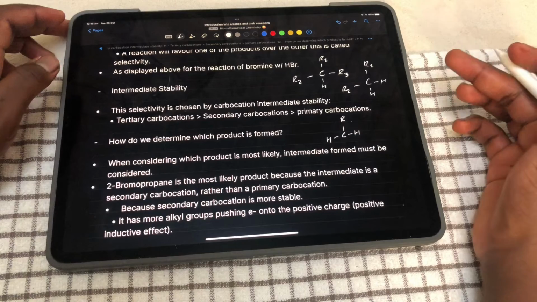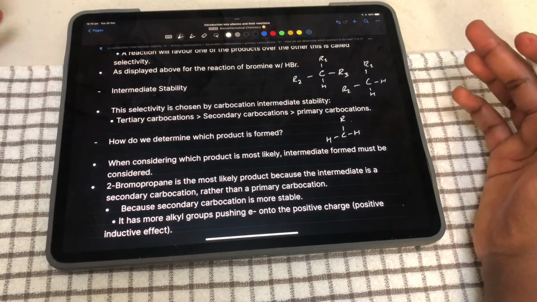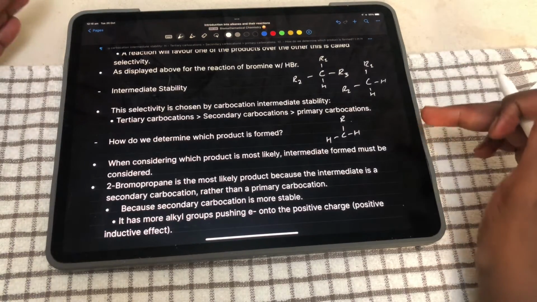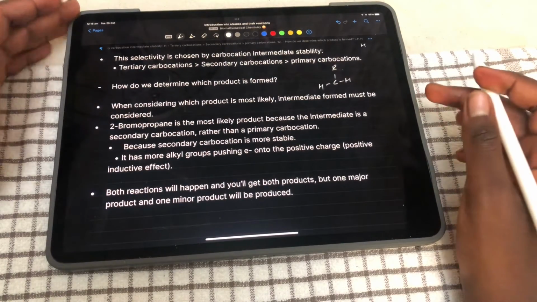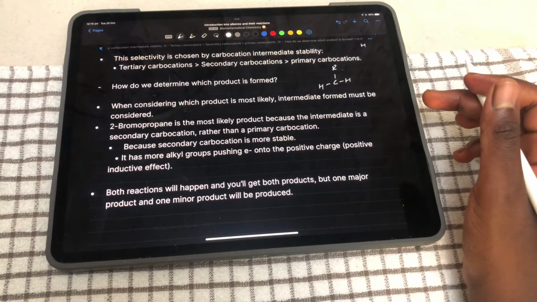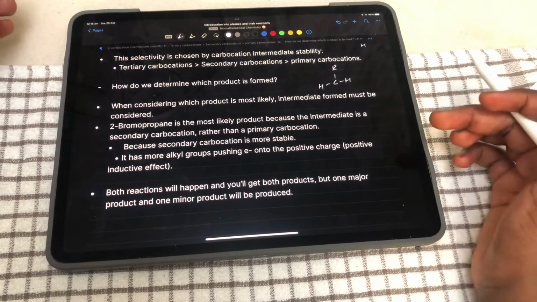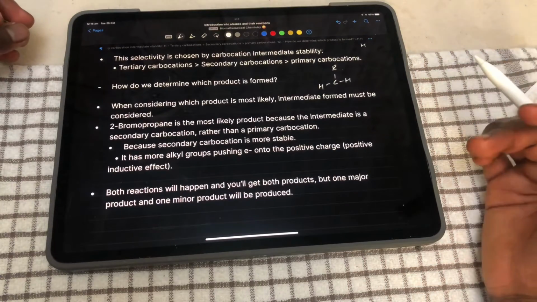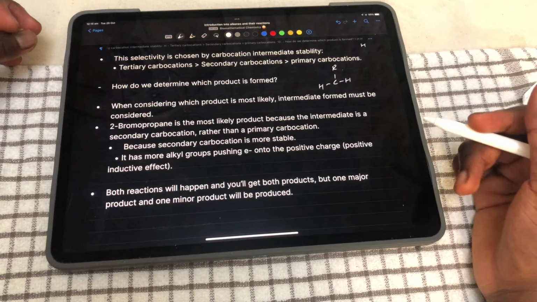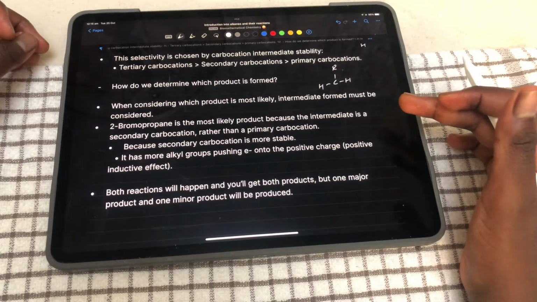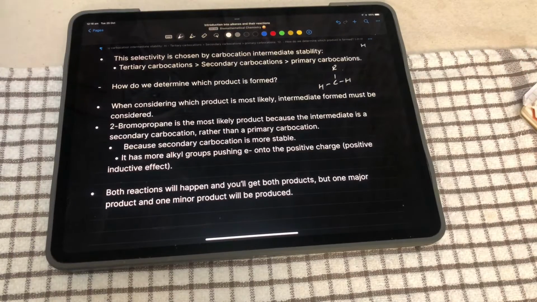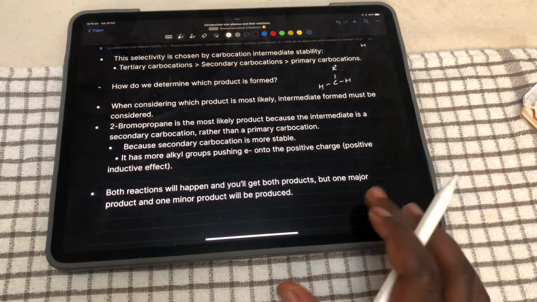When considering which product is formed, the most likely intermediate formed must be considered. For example, 2-bromopropane is the most likely product in this case because the intermediate is a secondary carbocation rather than a primary carbocation.